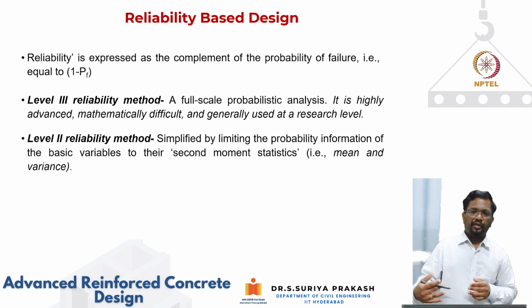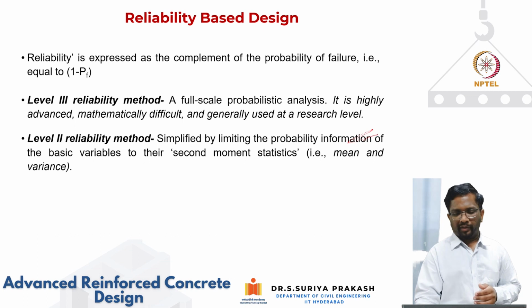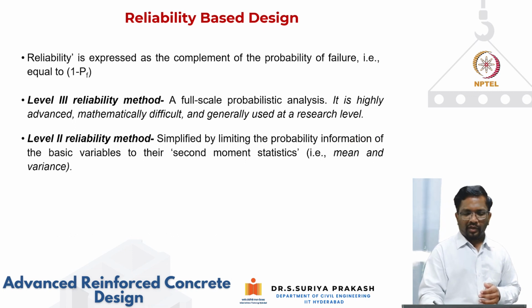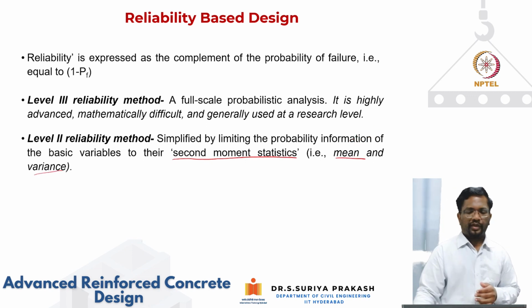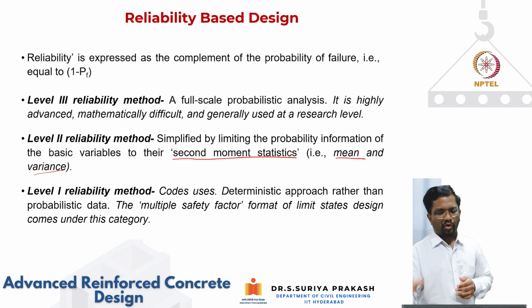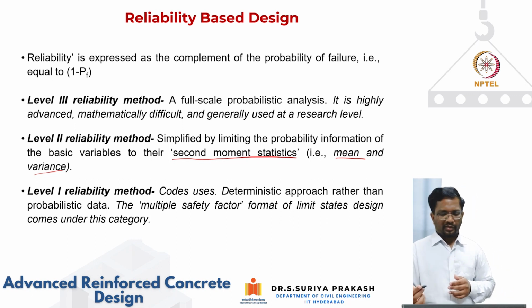The next level is a lower level, level 2 reliability, and this is simplified by limiting the probability information of basic variables to second moment statistics, that is, only with mean and variance. But what the codes actually use is the level 1 reliability method, and it is a deterministic approach rather than the probabilistic approach.